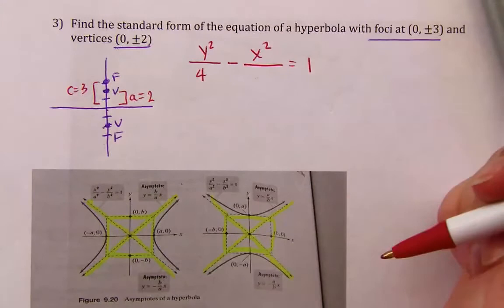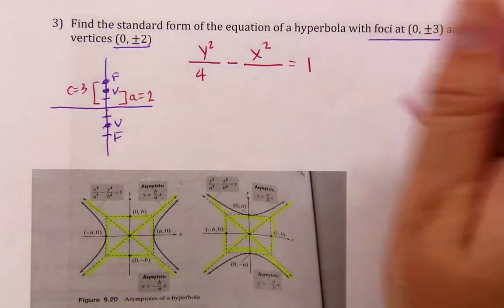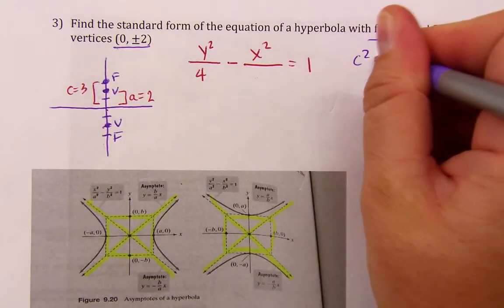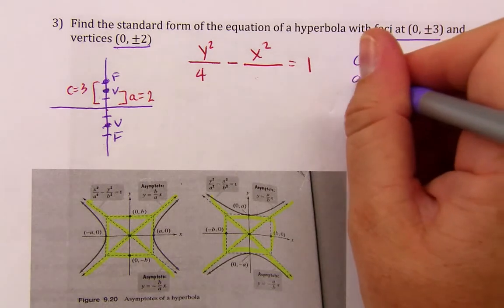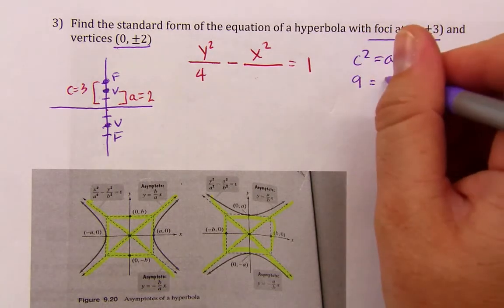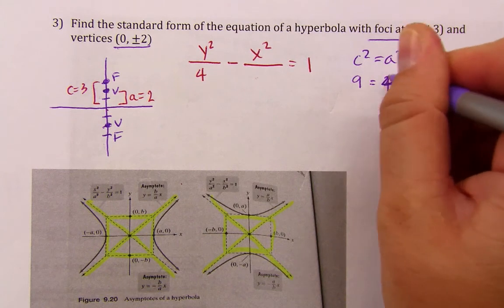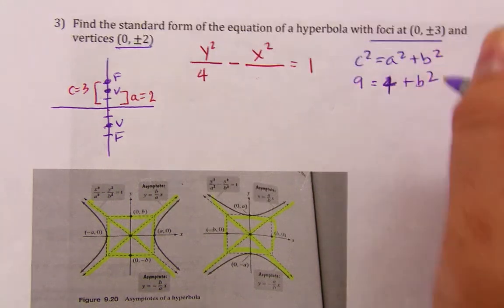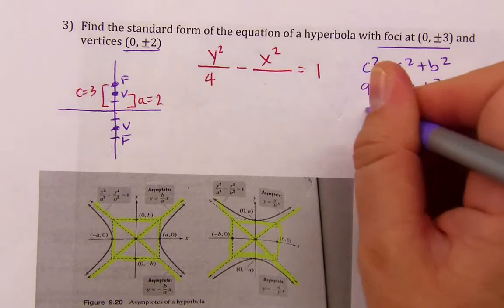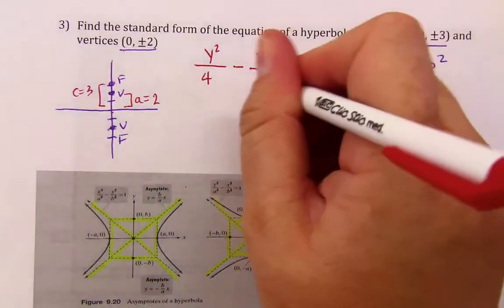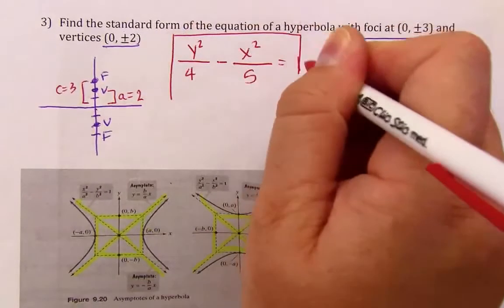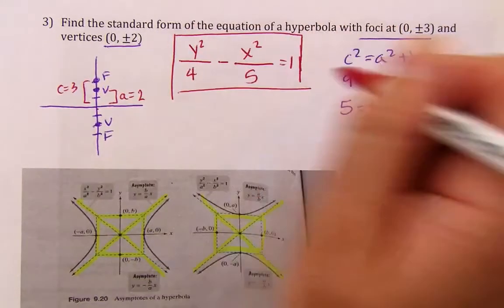But I need to find that B value. So we can use our formula, C squared equals A squared plus B squared. C squared is 9, A squared is 4, and B squared. So B squared is equal to 5. And I don't actually need to find B. I only need B squared. And so I have my equation now.